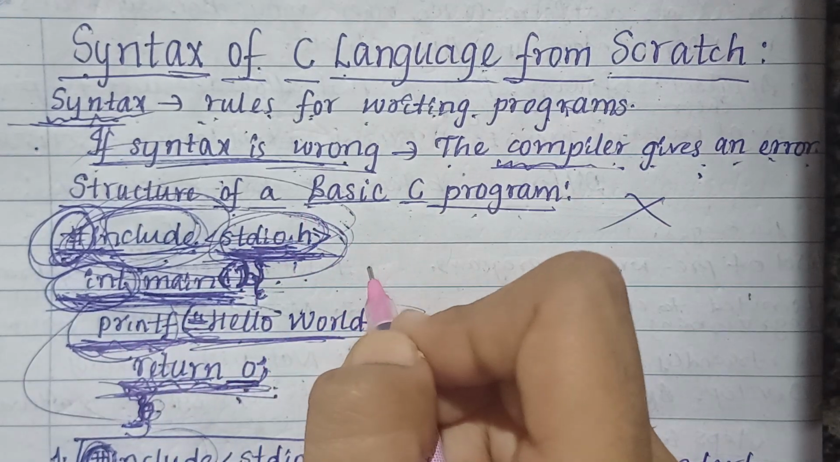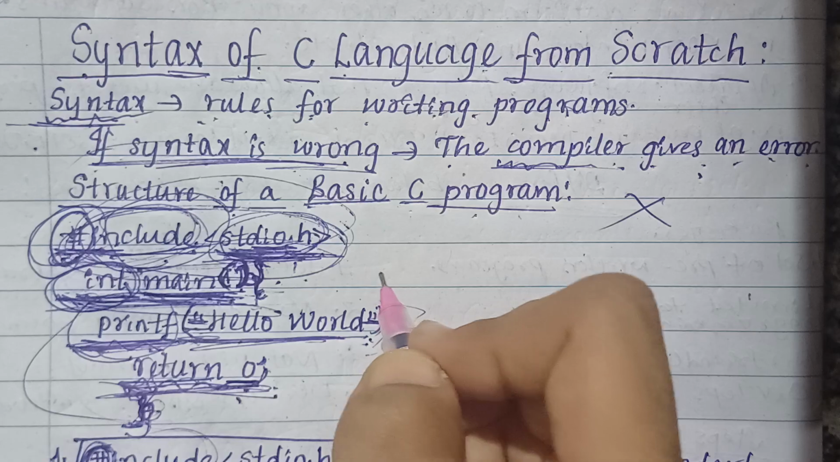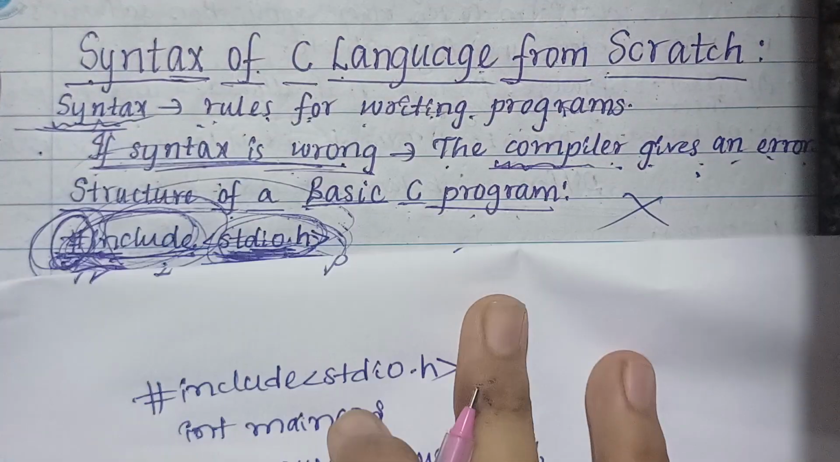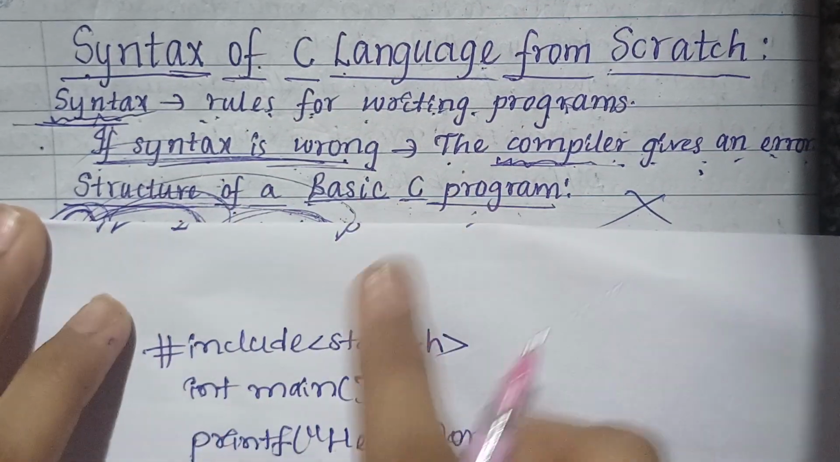And this is the structure of our basic C program. It is looking a little bit clumsy because I'm shooting this video for the second time. See, this is the structure of a basic C program.